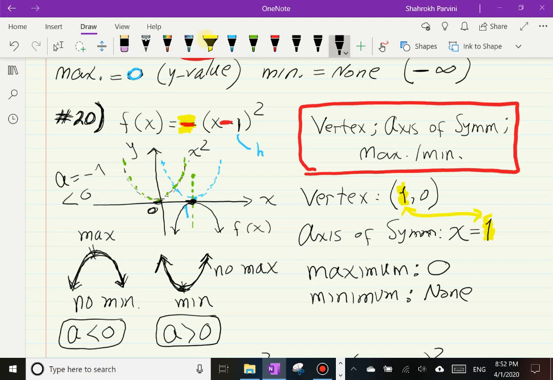And let's see, the maximum or the minimum, because the parabola opens downward. You see that? The parabola opens downward. So this parabola has a maximum, again, that happens at a y value of 0. And as for the minimum, there is no minimum. Minimum is none. Number 20, we're done with that one.